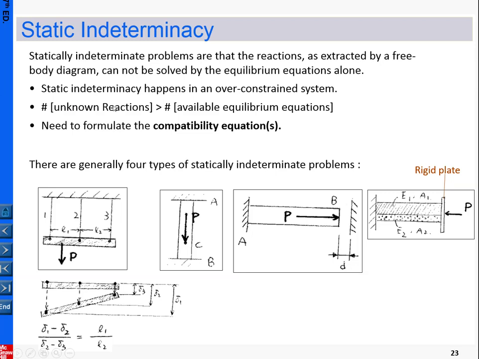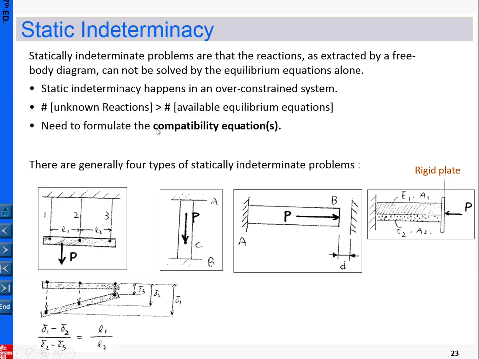So here, if we have more reactions than available equilibrium equations, we won't be able to solve for each individual reaction force or moment. So we need more equations to help us solve for the unknowns. And those equations basically come from what we call the compatibility equations.